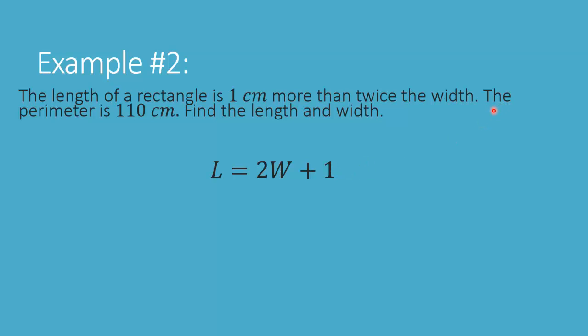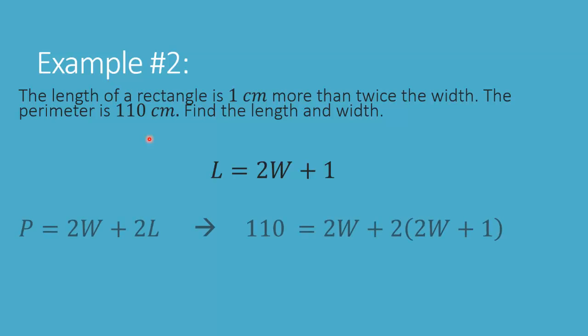We know that the perimeter is 110 centimeters. Well, we all know what the perimeter formula is. Perimeter is twice the width plus twice the length, because if you go all the way around, you go through the width twice and the length twice.